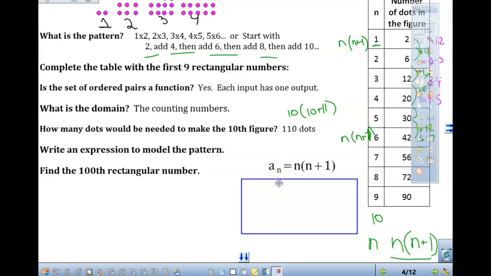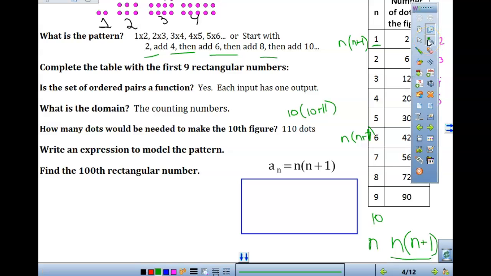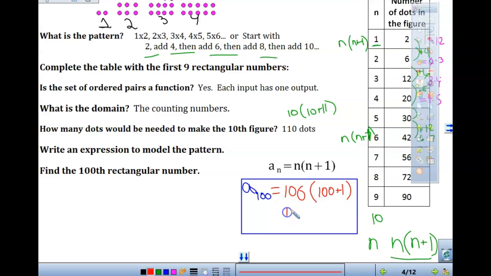Is it a function? Yes. This is our pattern. What does the n stand for? Whichever term you want. If we were going to find the 100th number, what does it mean to find the 100th number? That means I'm going to put a subscript of 100, which means I go to this equation and put in 100 instead of n: 100 times 100 plus 1. So if you have your calculators, 100 times 101 is what we're doing. So we would write our answer as a of 100 is equal to, did you get it?